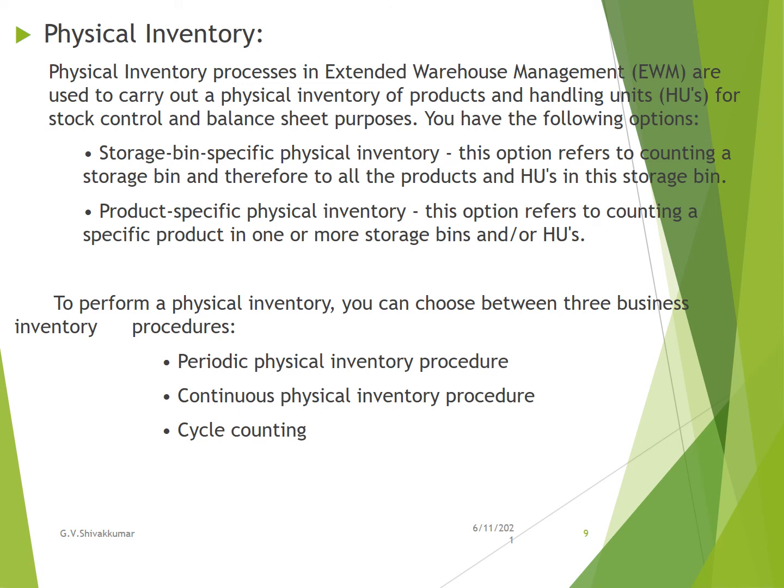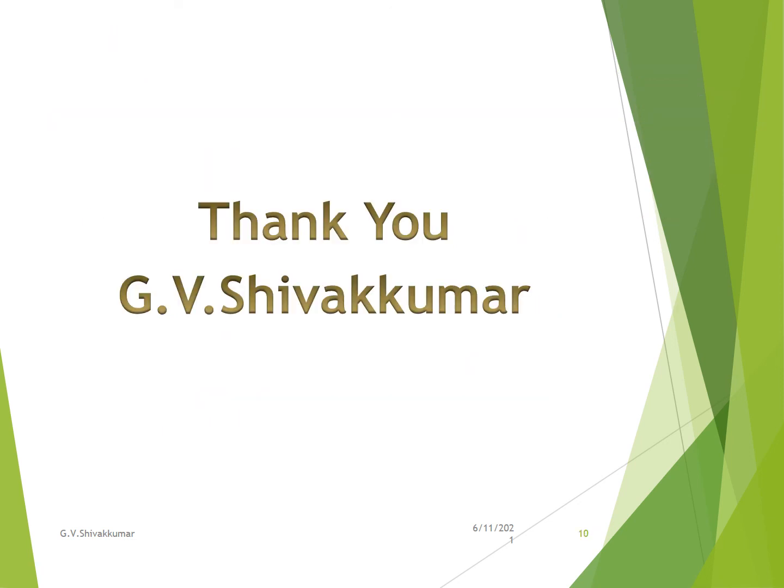So to perform the physical inventory, as already told, we have three types of inventory procedures: periodic physical inventory procedure, then continuous physical inventory, that is throughout the year, 365 days 24/7, and then cyclic counting, which as already told is an automated program. We schedule it in the background. And I think my presentation will be more helpful to you.